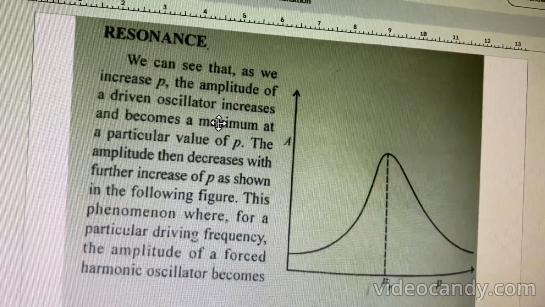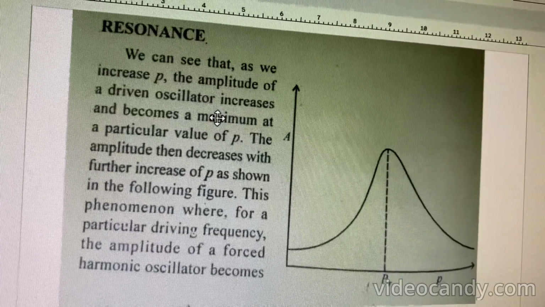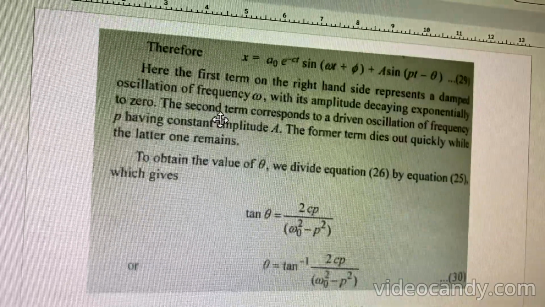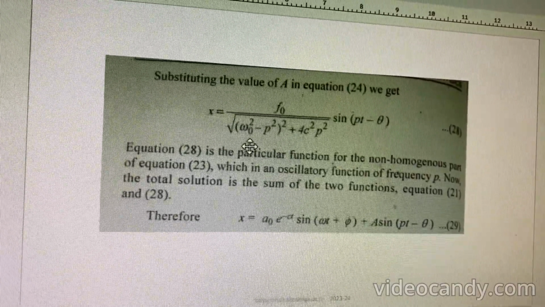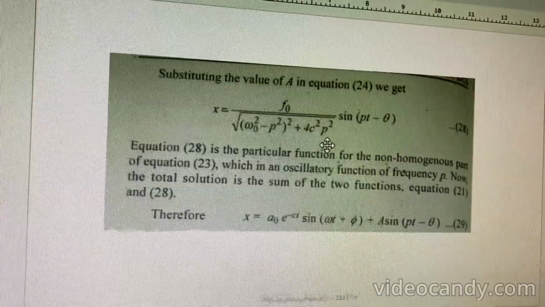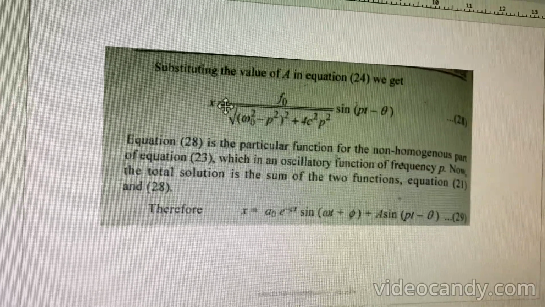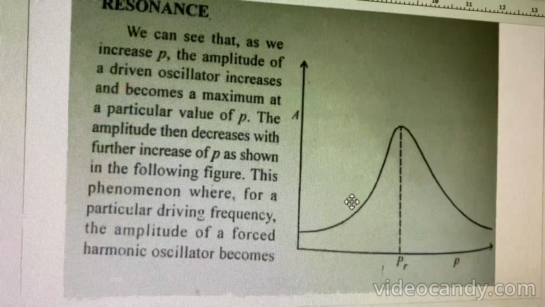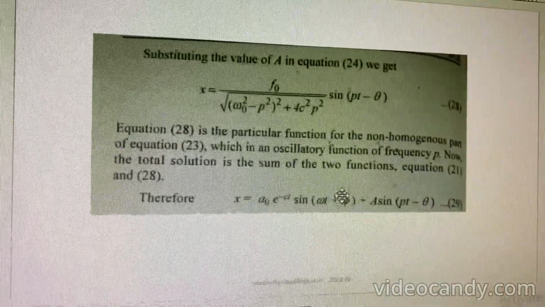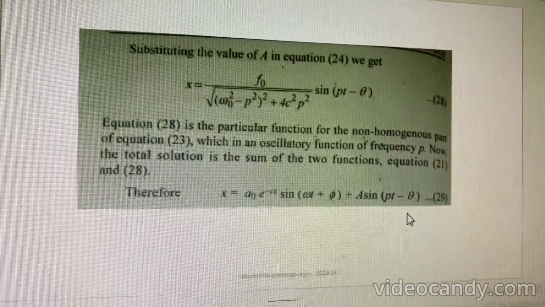Here we have plotted only the first part of this forced oscillation part where the A term is going to be high. So we have just plotted this f0 divided by the square root of (omega naught square minus p square) whole square plus 4c square p square. That term is A, and that is being shown here. But what I showed in the Wolfram Cloud is basically this expression 29 together, considering a few examples.